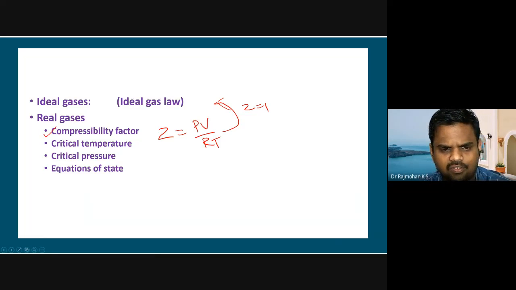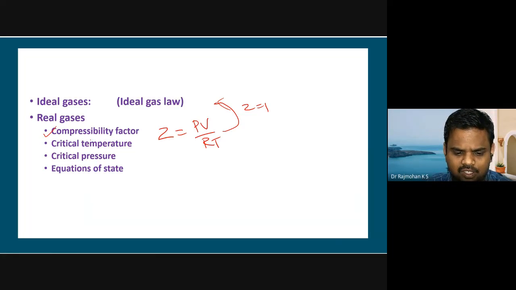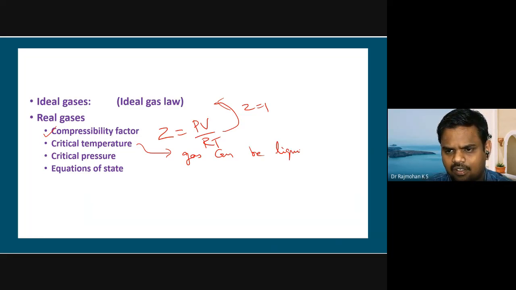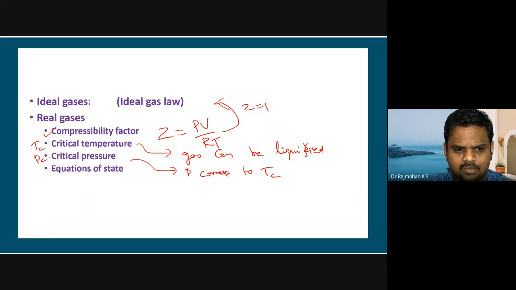We have the definition of critical temperature. What is the critical temperature? It is the maximum temperature at which the gas can be liquefied. What is the critical pressure? It is the saturation pressure corresponding to this critical temperature, Tc. This is Pc.